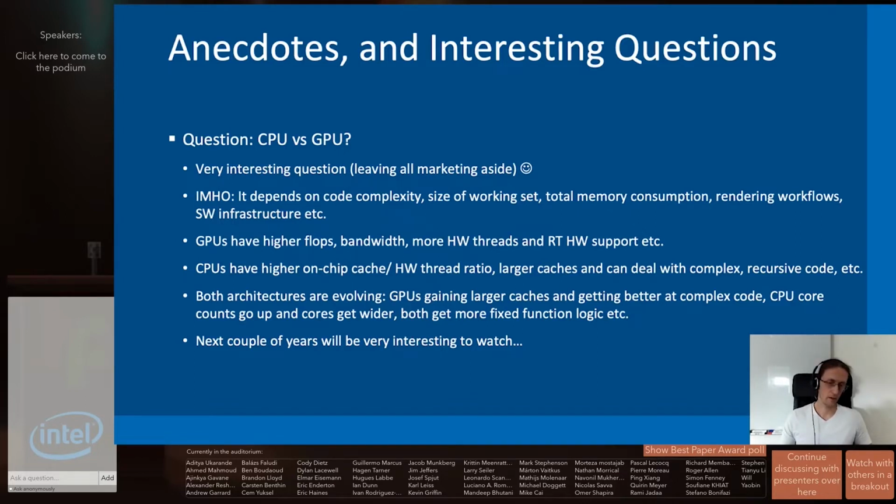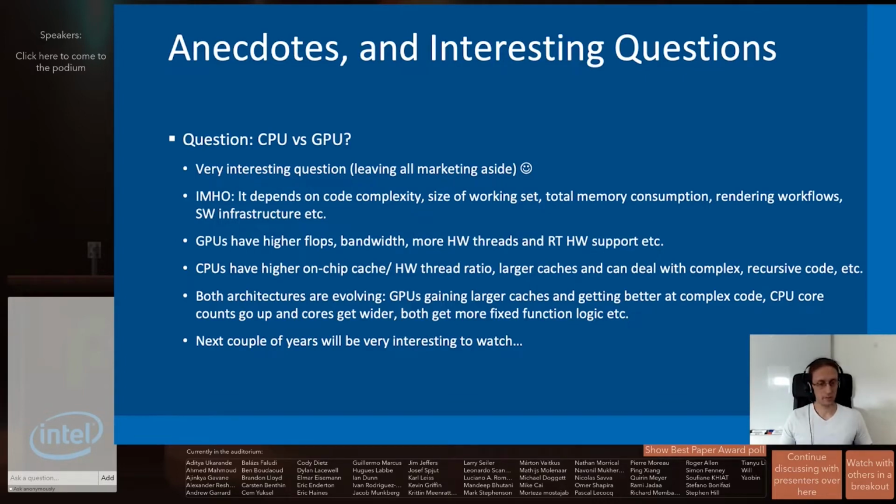But on the other side, CPUs have higher on-chip cache and higher on-chip cache per hardware thread ratio, which is actually a pretty big deal. They have larger caches in general and can efficiently deal with really, really complex, in particular, deeply recursive code. And to be fair, both architectures are evolving.